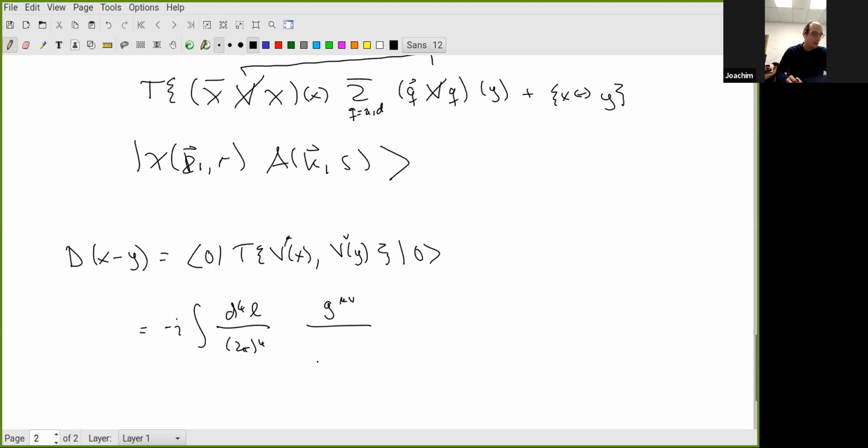G mu nu divided by L squared minus the mass of the vector boson squared, and then a factor e to the minus i k (x minus y). So that's just the usual result of quantum field theory.